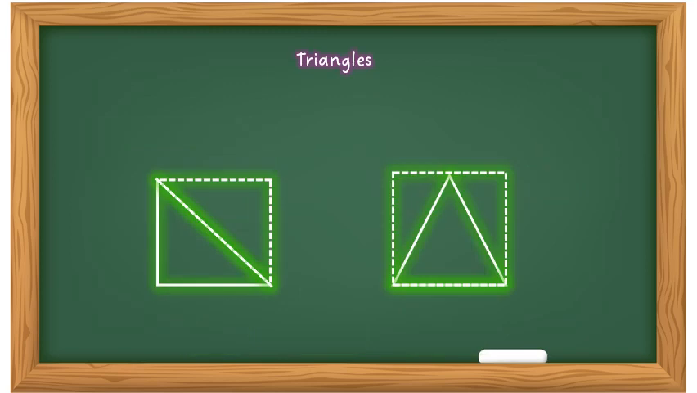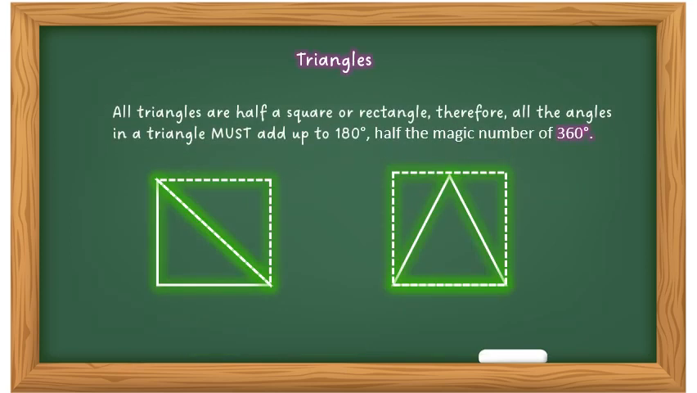Now let's look at triangles. All triangles are half a square or half a rectangle. Therefore all the angles in a triangle must add up to 180 degrees, which is half the magic number. If you look at these examples, if you remember from some of the other videos you may have seen, we've talked about a line of symmetry. If you draw a line down the middle there, you can see both of these are a mirror image. And if you remove that, you can see why a triangle is half a square or half a rectangle.